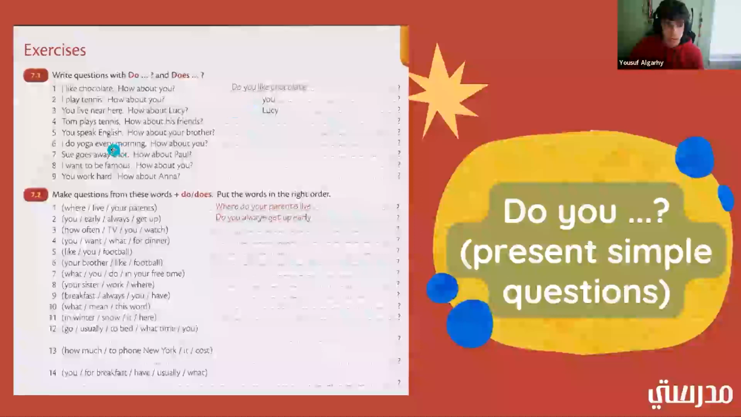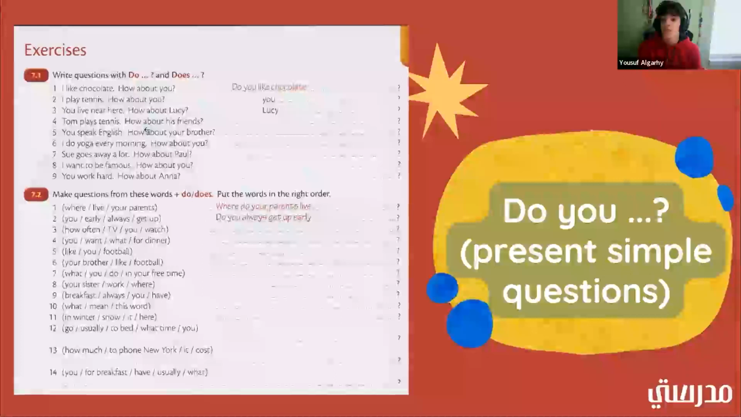So now we have our exercises. So we're going to write questions depending on the sentence that begin with do or does. All right. So the first one is an example. I like chocolate. How about you? And then it says, do you like chocolate? Then we have the second one. I play tennis. How about you? What could we write for that one? Do you play tennis? Good.